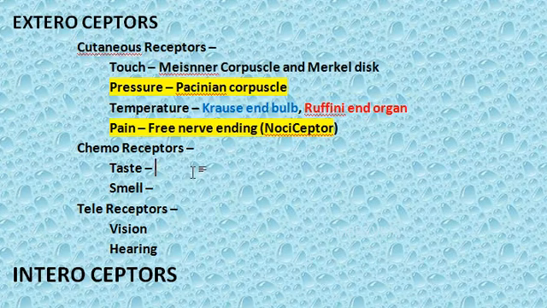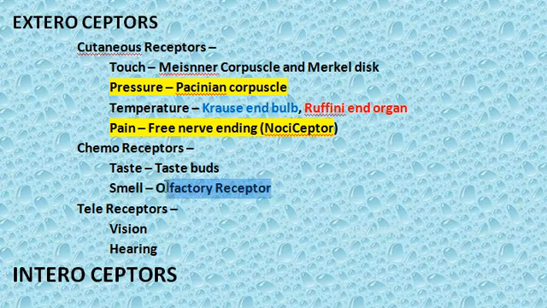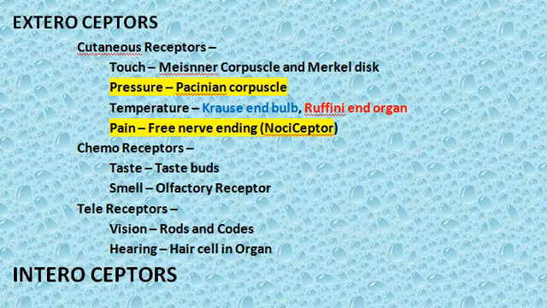Are you done with remembering the names? Now let us go to chemoreceptors. Taste: taste buds. Not at all difficult there. Smell: olfactory. This also you know. Olfactory, very important. First cranial nerve. Right? Olfactory. Telereceptors, vision. Not at all difficult for you. Rods and cones. What about hearing? Hair cells in the organ of Corti in the inner ear. Right? We will get to know details of this as we go forward.